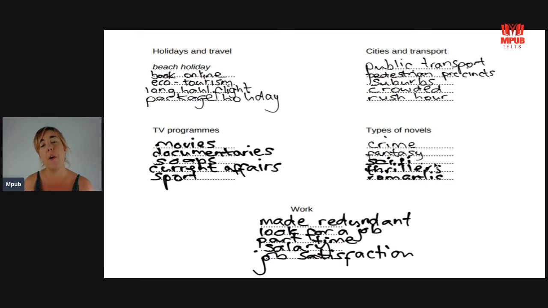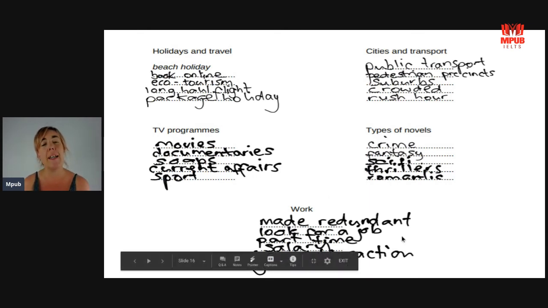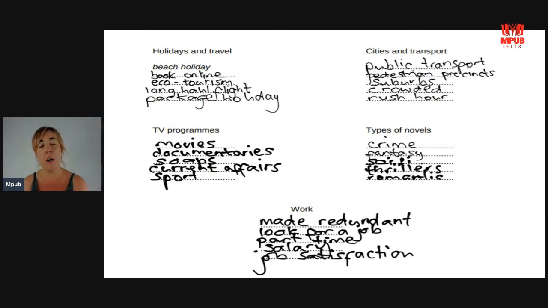Then over here on the novels, we've got crime, fantasy, sci-fi, thriller, romantic. Usually the topics for novels can also be the topics for films or movies, okay? And finally, work. Made redundant, look for a job, part-time, salary, and job satisfaction. So let's have a think now about the meaning of each of them, okay? So I hope that wasn't too difficult for you.